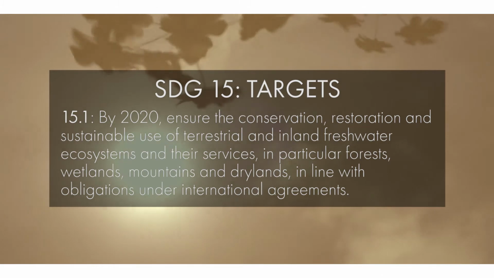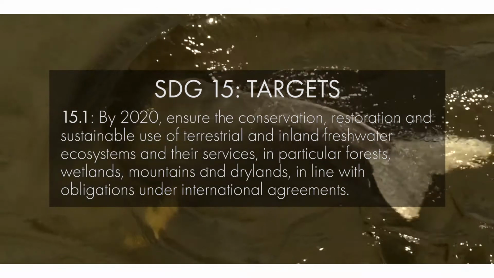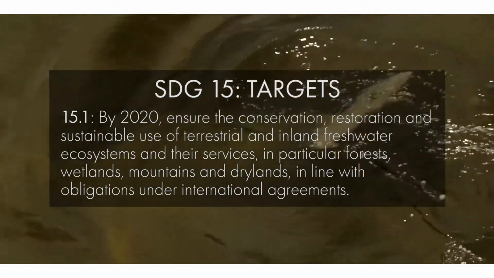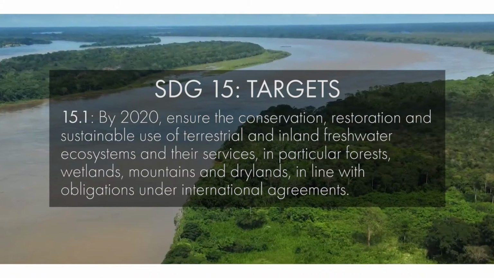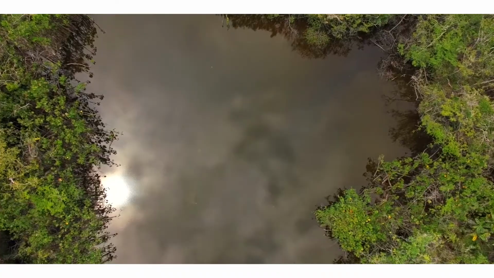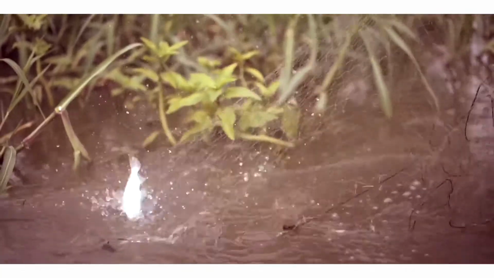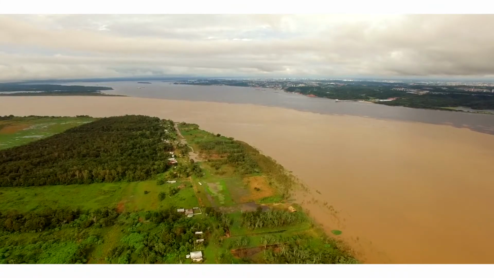The first one is to ensure by 2020 the conservation and restoration and sustainable use of terrestrial and inland freshwater ecosystems, so that they provide services and they provide products to all societies involved. And important to note here that inland freshwater is seen as part of terrestrial ecosystems.